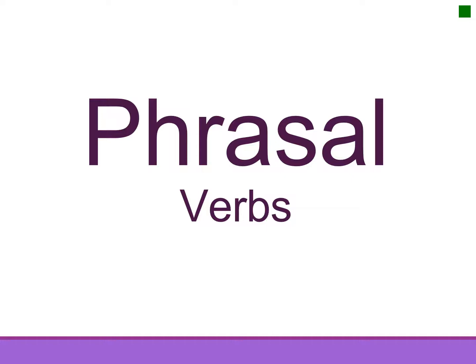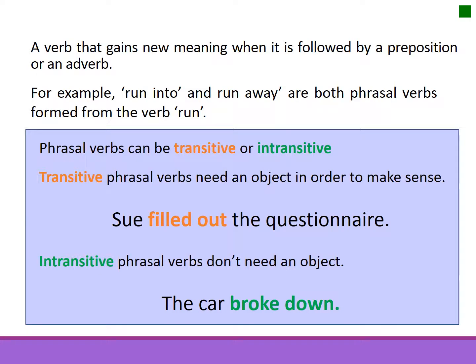Phrasal verbs. Phrasal verbs are verbs that gain new meaning when they're followed by a preposition or an adverb. For example, run into and run away are both phrasal verbs formed from the verb run, with the preposition being into. Phrasal verbs can be transitive and intransitive. Transitive phrasal verbs need an object to make sense. Sue filled out the questionnaire. Intransitive phrasal verbs don't need an object. The car broke down.